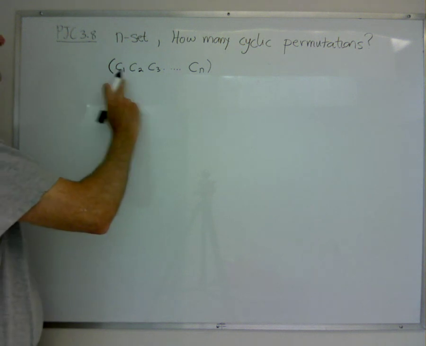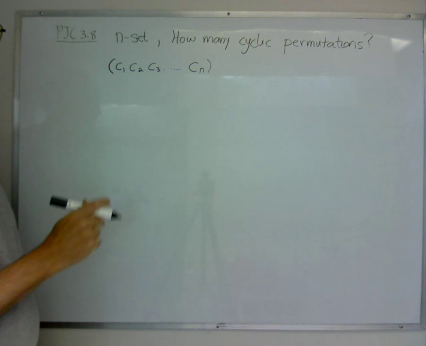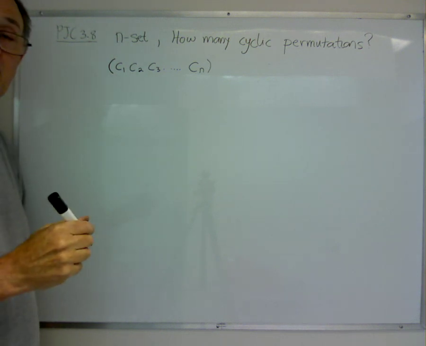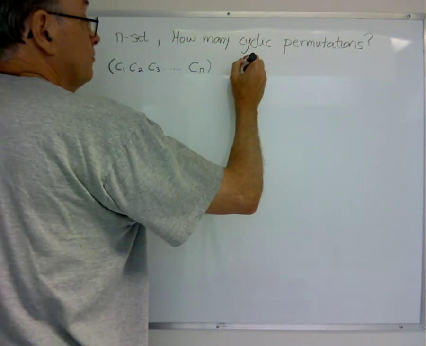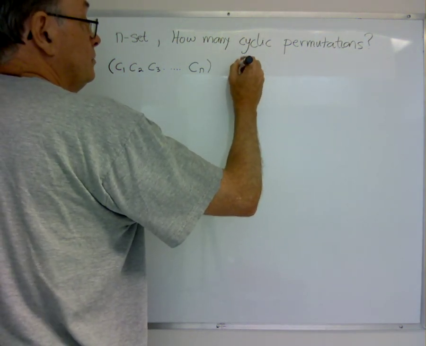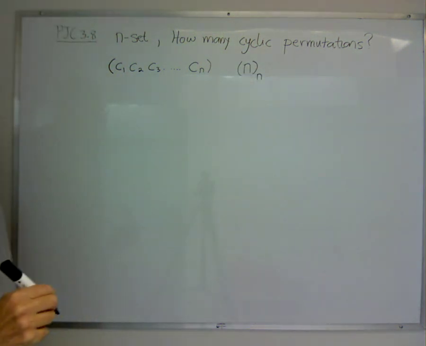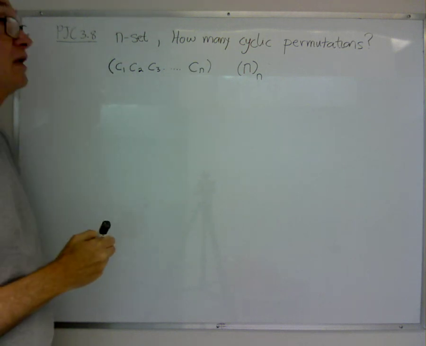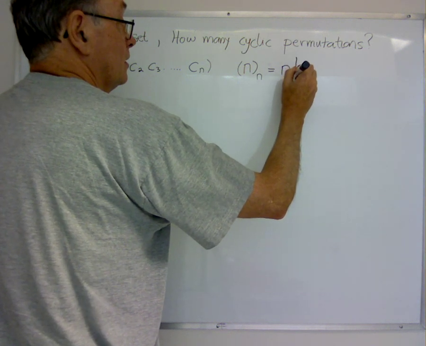Now, this is an order, right? It's an ordering of the elements in the set, and so we know how many different orderings there are. It's the following factorial, and so this one is order n, because you order all n of them to make up the cyclic permutation, and so this is n factorial. Right.